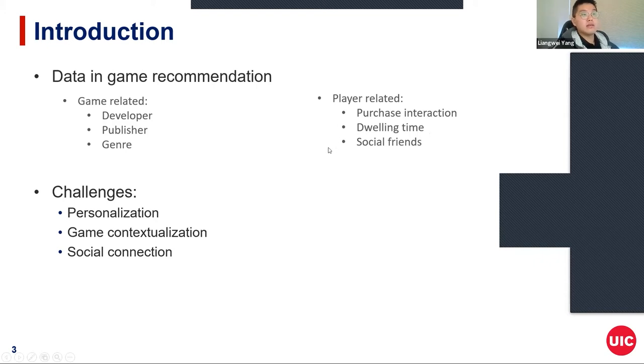We identify three challenges in game recommendation. The first one is personalization, because we could not directly recommend the same set of items to different users, because the preferences of different users are different. The second one is game contextualization, which means games have different kinds of context, such as their feature context and their players' information context. How to utilize this context information is another challenge. The third challenge is social connection, because socially connected users share similar preferences. This is a very critical signal for us to consider to get better performance.